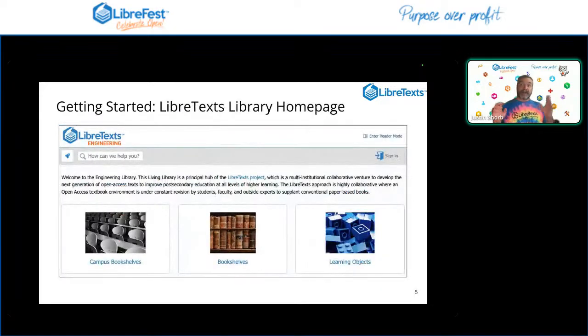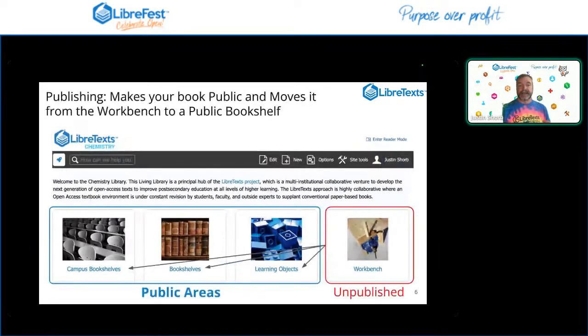If you're in one of the other 13 libraries that are not our language libraries, then those libraries are going to be divided into 3 sections. There's going to be a campus bookshelf, a bookshelf, and learning objects. All of our libraries will have this. What will be in the learning objects is going to vary depending on the library that you're looking at.